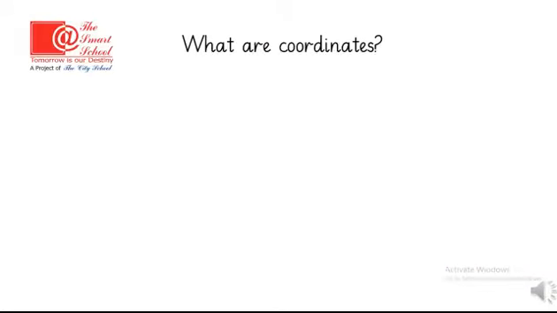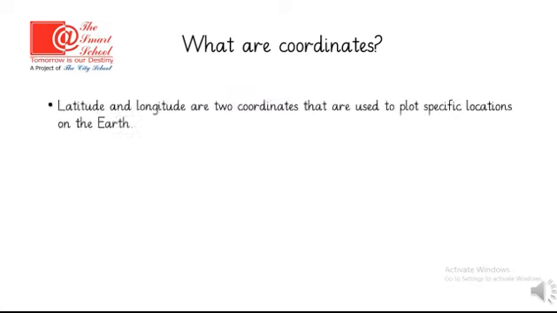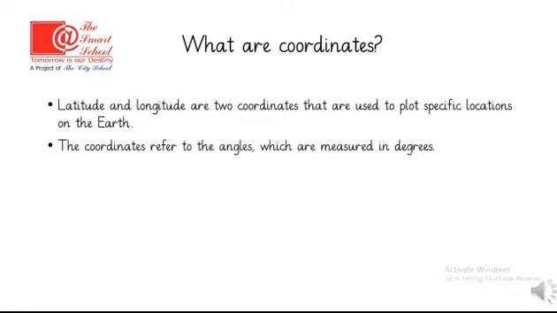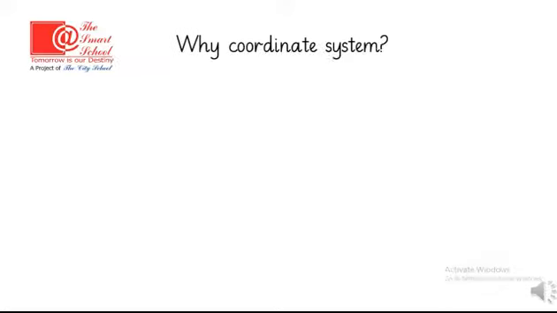What are coordinates? Latitude and longitude are two coordinates that are used to plot specific locations on the earth. The coordinates refer to the angles which are measured in degrees. We have studied all these in detail. It's just to review so that it's easy for us to recall and then apply all these concepts when we are doing the exercises.